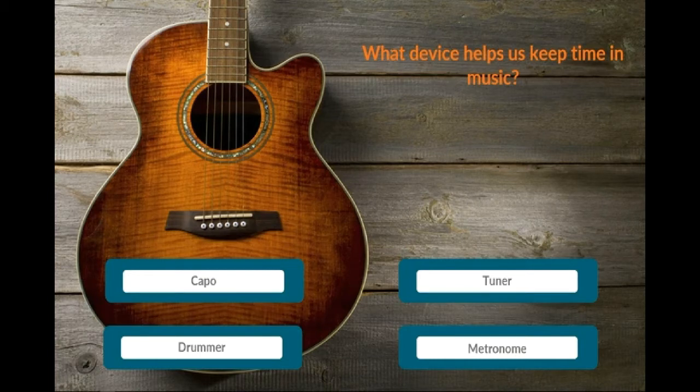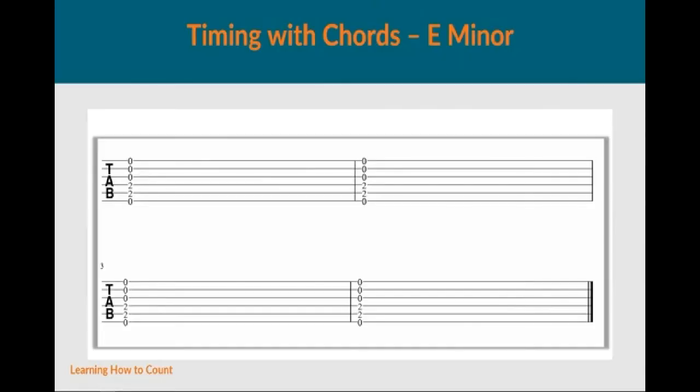Alright, very good. You all are paying attention. Pretty much everyone is saying metronome. I saw Michael said a drummer. That's kind of a trick question, because a drummer does help keep time, but a drummer is not a device. A drummer is a person.